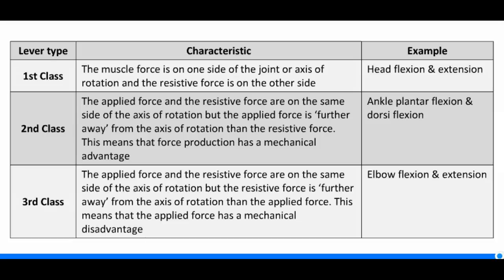Third class. The applied force and the resistive force are on the same side of the axis of rotation, but the resistive force is further away from the axis of rotation than the applied force. This means that the applied force has a mechanical disadvantage. Examples include elbow flexion and extension.